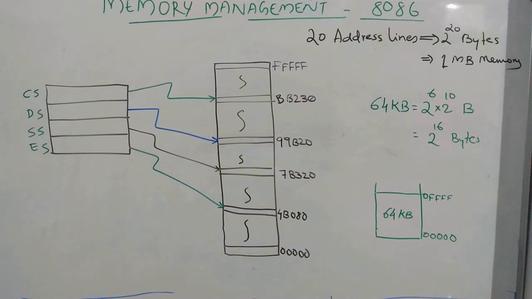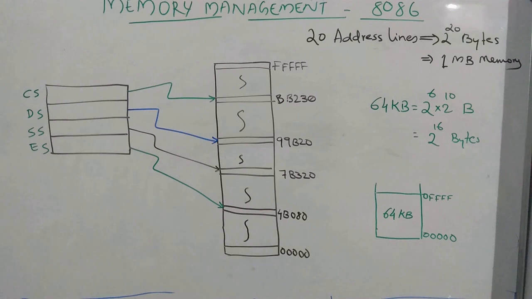We will discuss the memory management of 8086. 8086 uses segmentation and it has no virtual memory support. There are 4 segment registers. That means at a time an 8086 program can have maximum 4 segments. 64 KB, that is the maximum size of a segment.